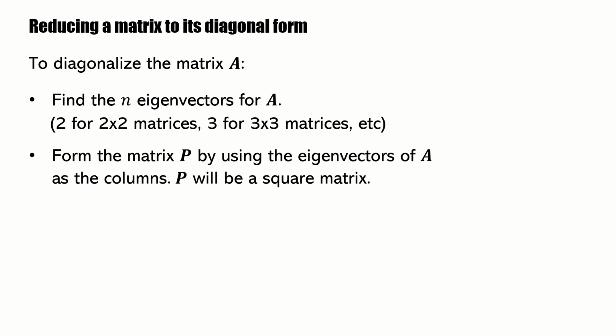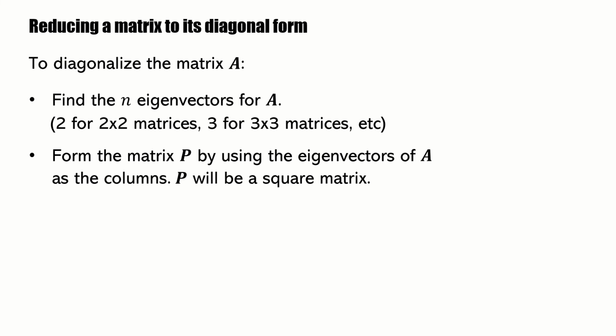Therefore, it means that this matrix P will always be a square matrix because, for instance, you're always going to have two 2D eigenvectors for a 2x2 matrix. So therefore, you'll get a 2x2 matrix for P. If you've got a 3x3 matrix, you'll have three 3D eigenvectors, so that will lead to P being a 3 by 3 matrix, and so on.